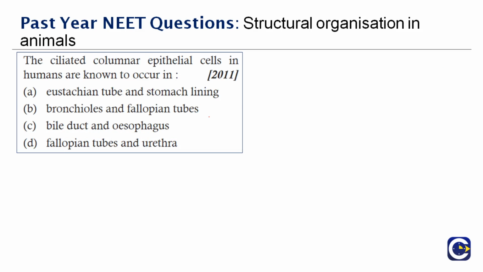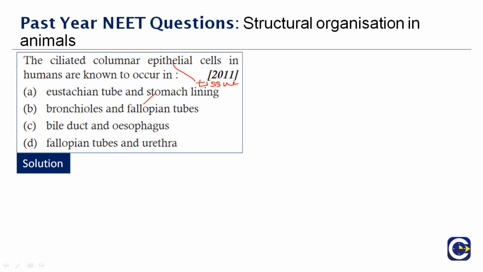Next question. The ciliated columnar epithelial cells in humans are known as dash. What do we mean by cilia, or by the concept of epithelium? Maybe we can discuss that first. When we talk about epithelial cells, you have to remember what its activity is. It is one of the 4 basic types of animal tissue. So what is epithelium? It is a tissue.